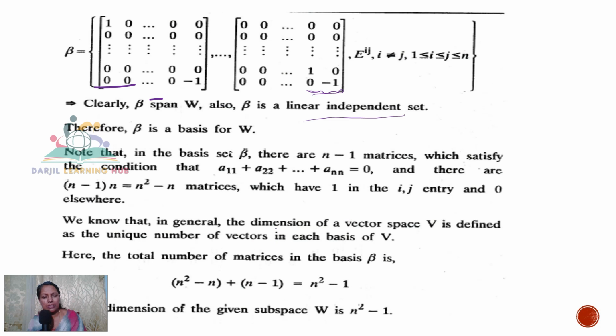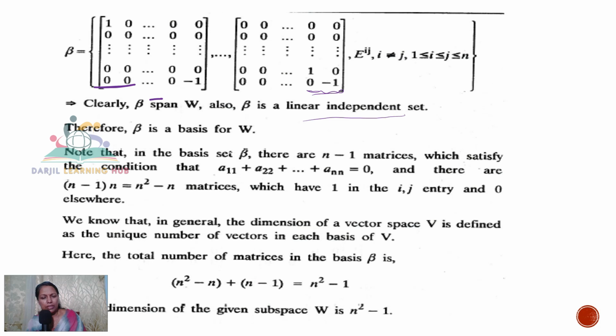What is trace? The sum of the principal diagonal elements. And there are (n minus 1) into n, equal to n square minus n, matrices which have 1 in the ij entry and 0 elsewhere. Only 1 is present in the ij entry, and all the remaining entries are 0. That is the meaning of this term.